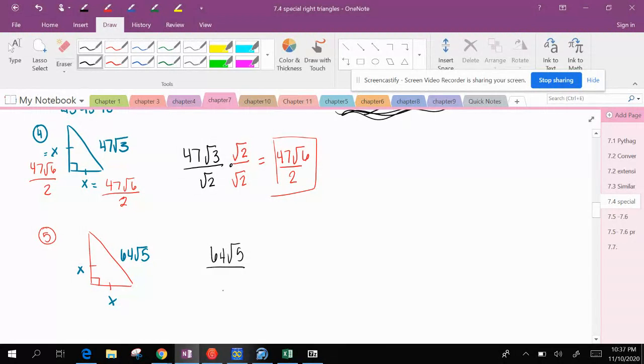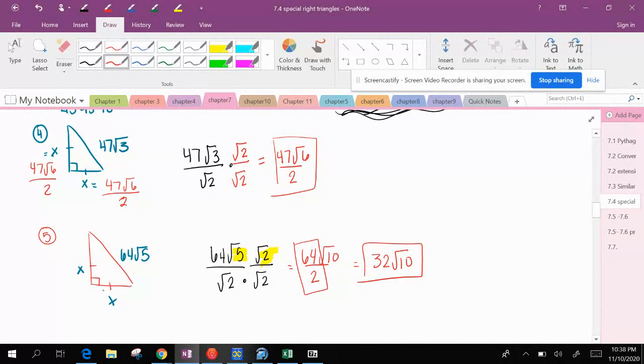64 radical 5. I got to divide it by radical 2. Math gods say, heck no. I get 2 in my denominator. And up here, I can only really combine radical 5 and radical 2. So I get 64 radical 10. All right, can I simplify? Yes, I can. To 32 radical 10. So both these x's, because they're both the same, are 32 radical 10.